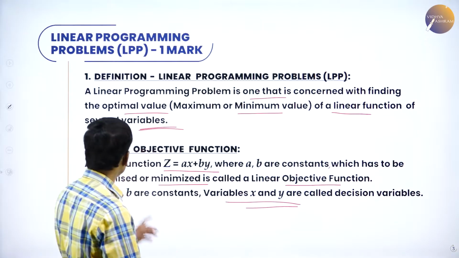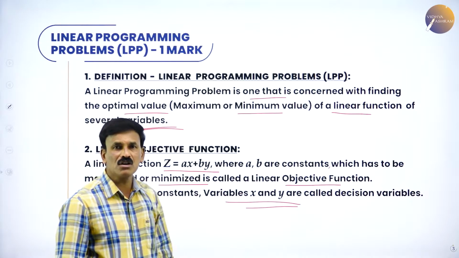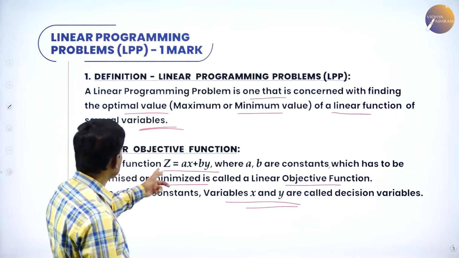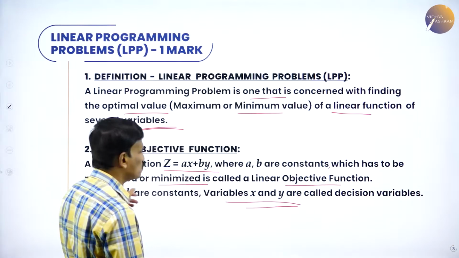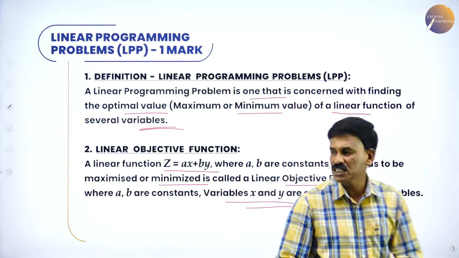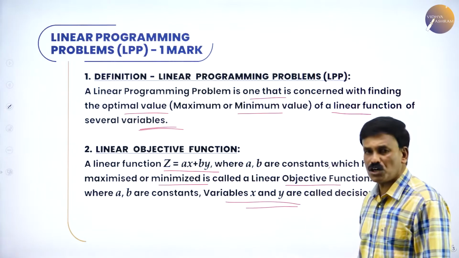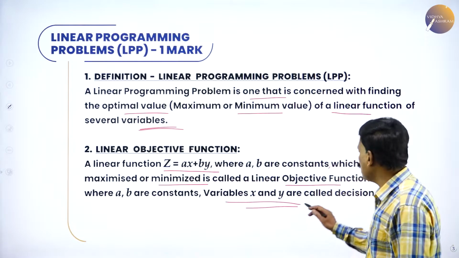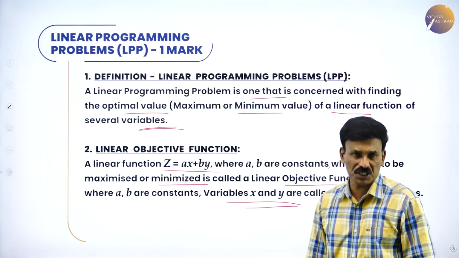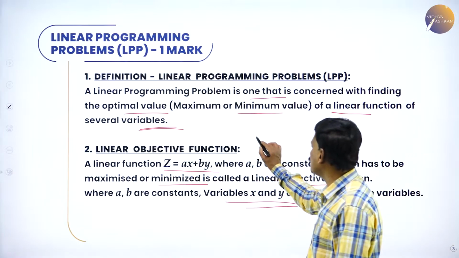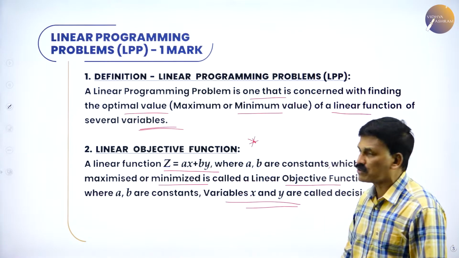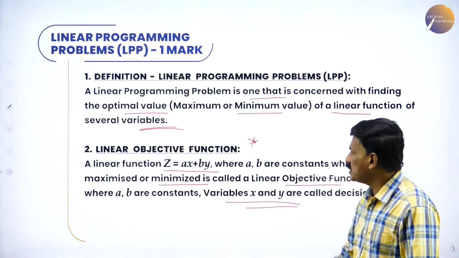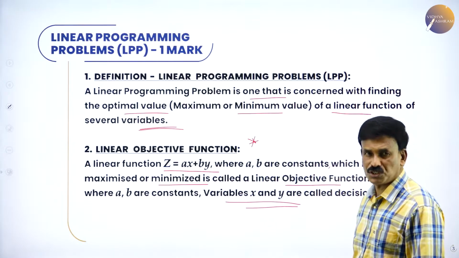So, any function of the form z is equal to ax plus by, where a and b are constants, which has to be maximized or minimized, is called a linear objective function, where the variables x and y are called the decision variables. This is a very important definition for 1 mark. You will definitely get a 1 mark question from this, usually: define a linear objective function.